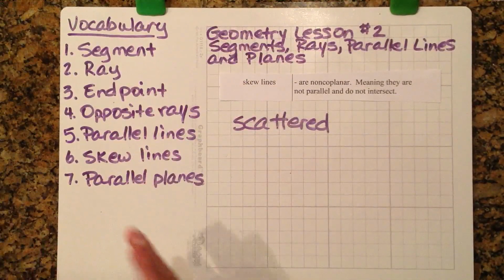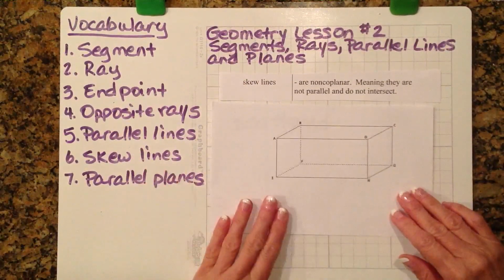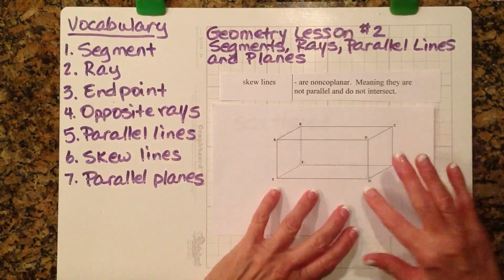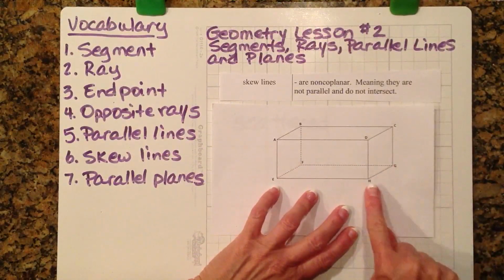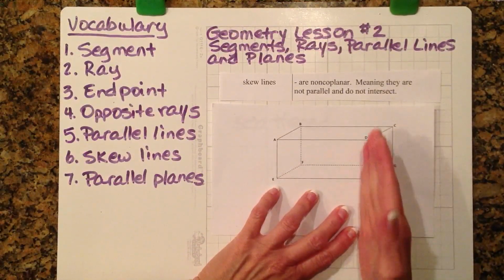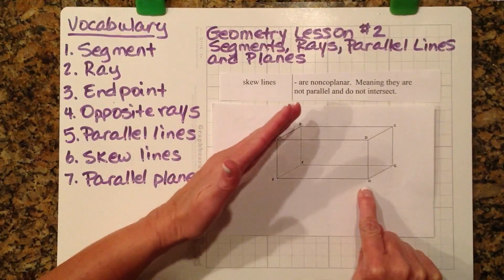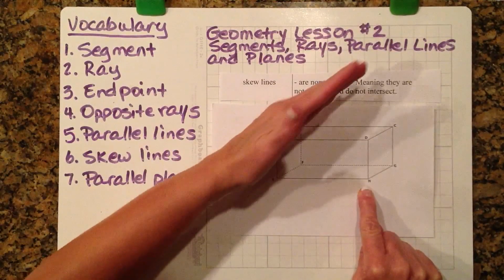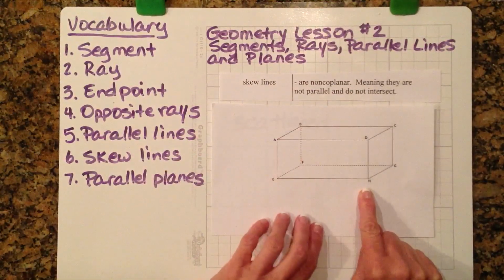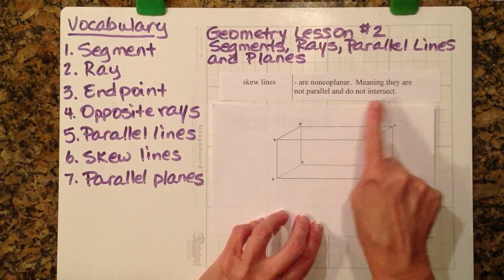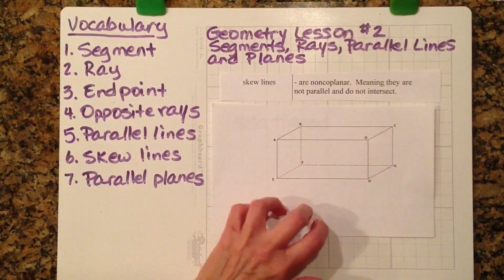So if we look at this example right here, this is a three-dimensional drawing on a piece of paper. This line DH, notice it's going up and down, and it's in the front. And look at AB. It's going back and forth this way. Those are non-coplanar. They are not parallel and they do not intersect.